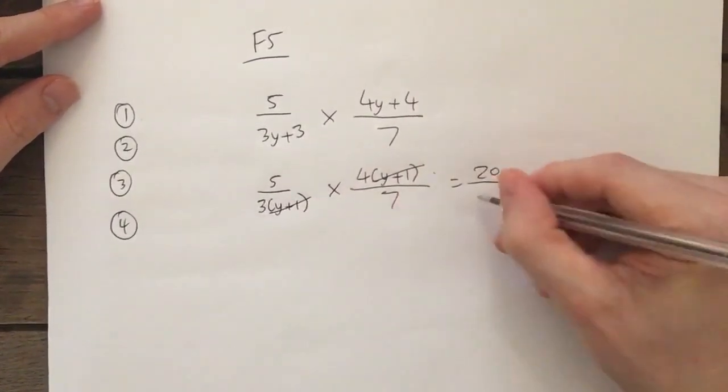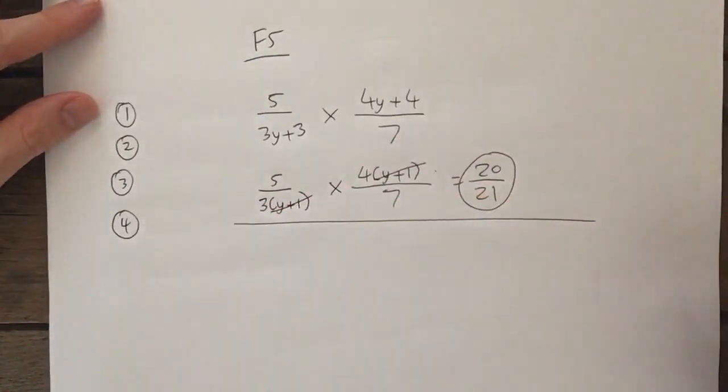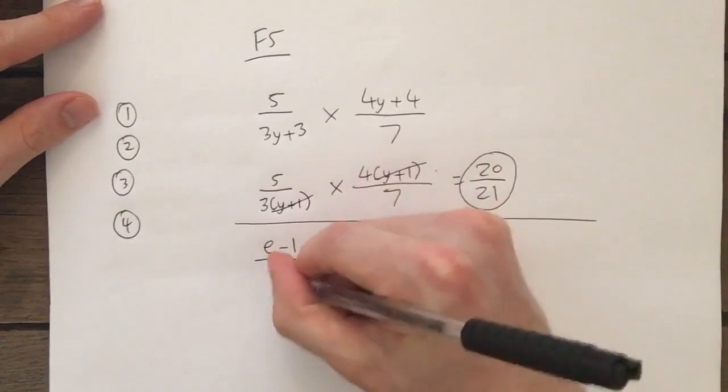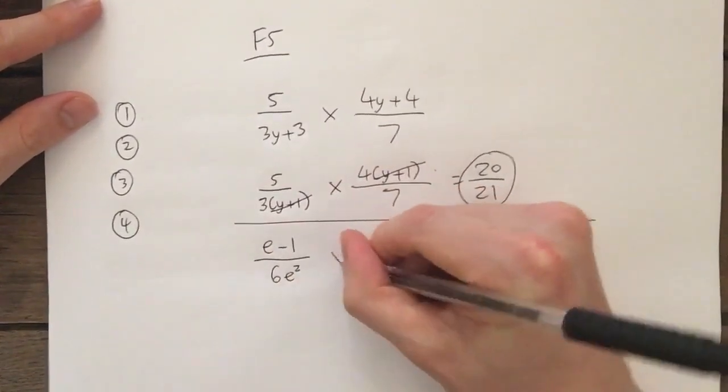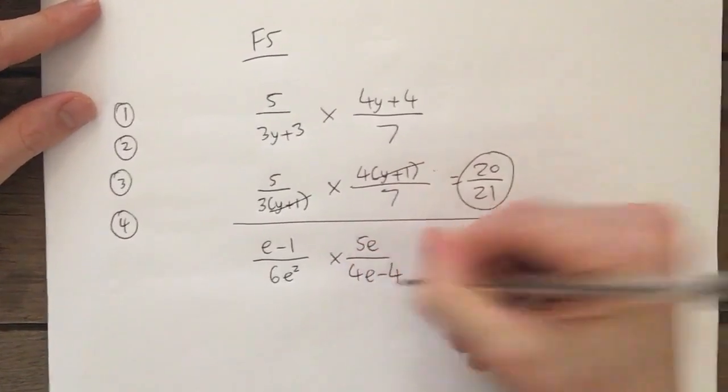3 times 7 is 21. Final answer. Okay, let's do another example of F5. E minus 1 over 6e squared times 5e over 4e minus 4.